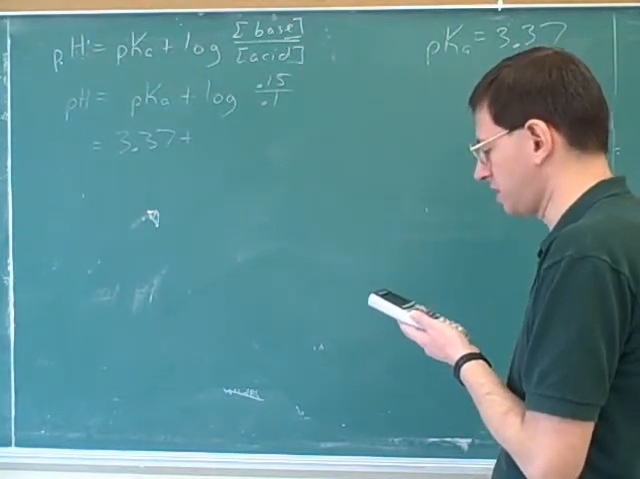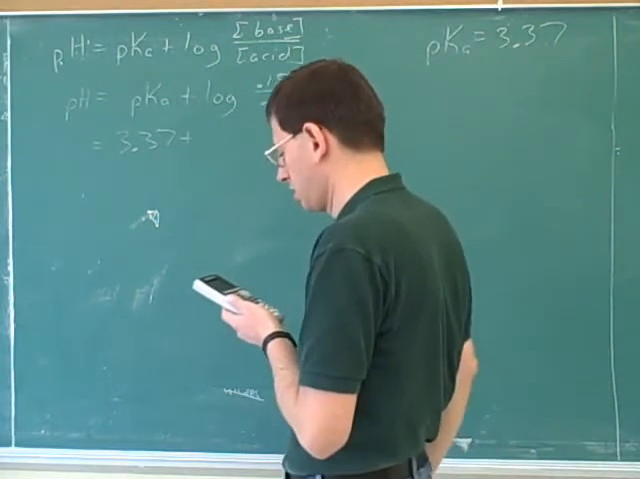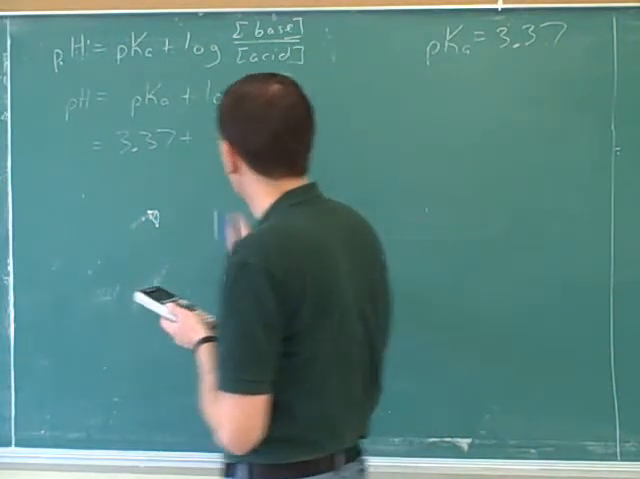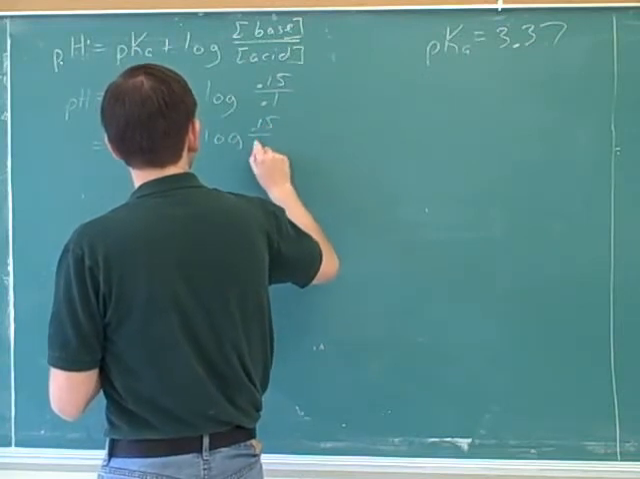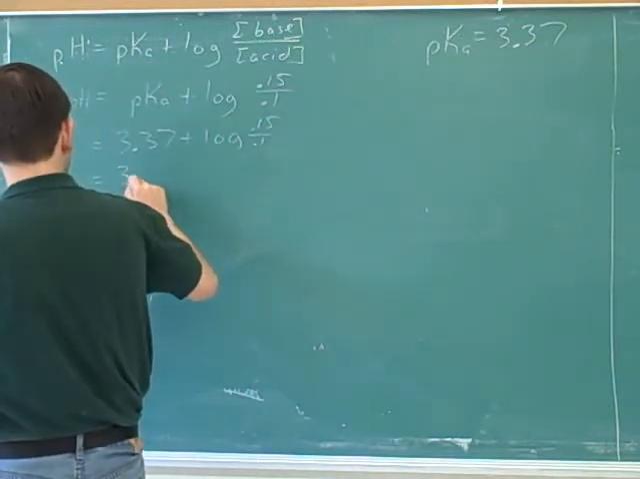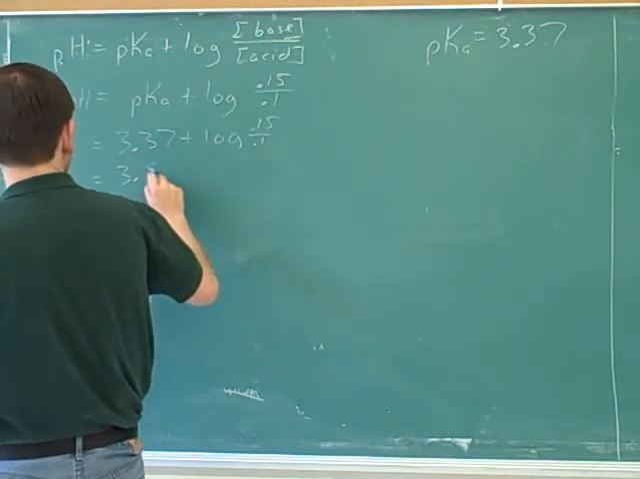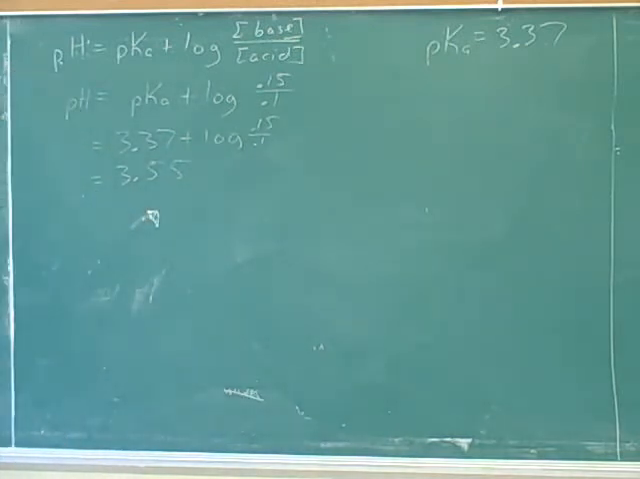And what did you get as the pH? 3.55. So what's the answer to part D? 3.55. Yeah, we're done.